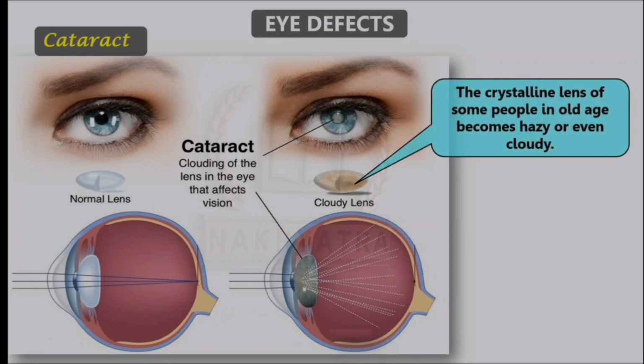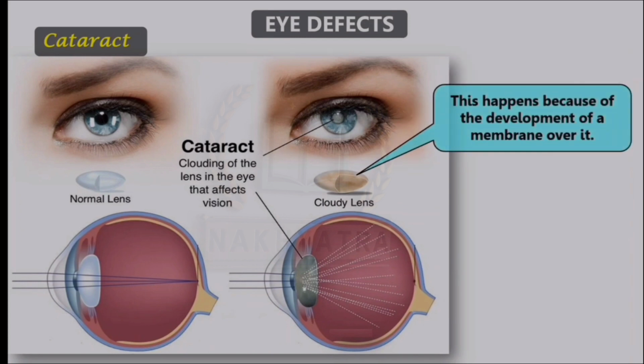The crystalline lens of some people in old age becomes hazy or even cloudy. This happens because of the development of a membrane over it. Now this happens because there is a development of a membrane over the lens.